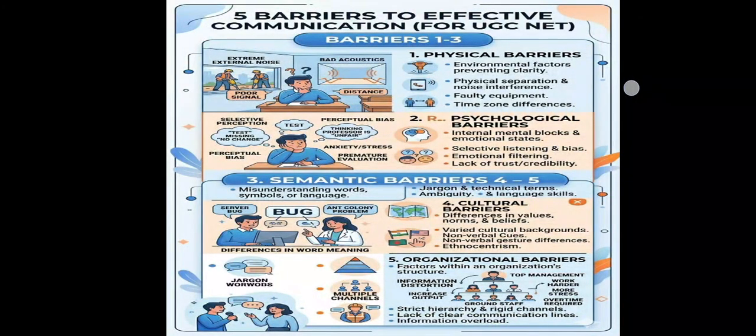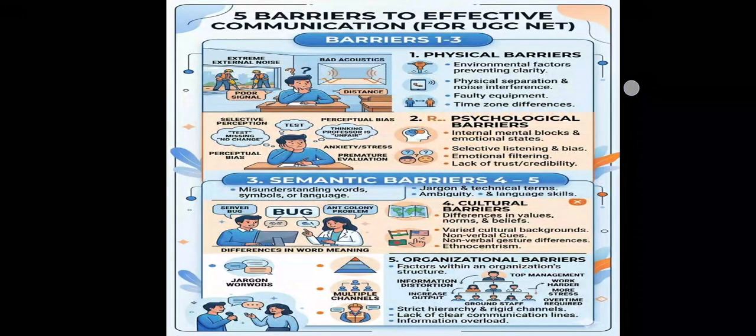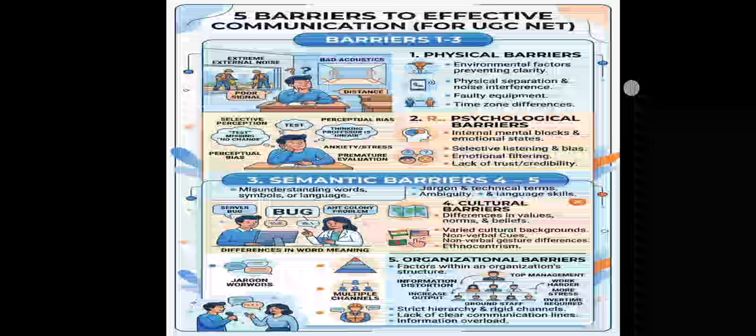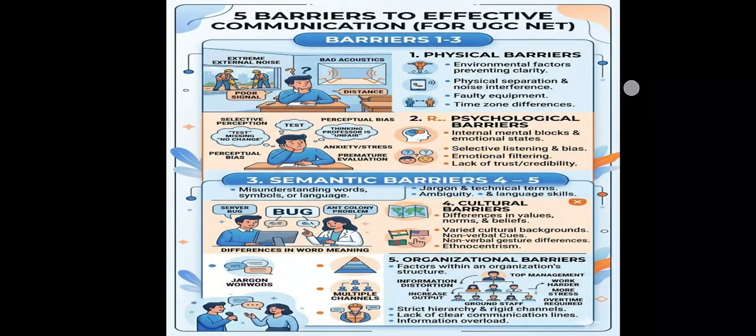One person, maybe a software developer, is thinking of a server bug, a glitch in a computer program. Meanwhile, the other person is thinking of an ant colony problem, an actual insect. They're using the exact same word, but their inner meanings are completely misaligned. Next, we have jargon and technical terms. Every profession has its own secret language known as jargon.